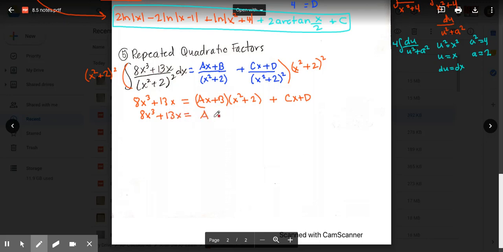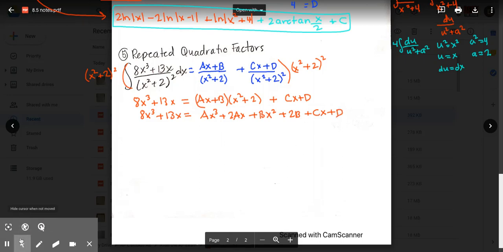So we get ax cubed plus 2ax plus, that's not a 3, that's a b, x squared plus 2b, and then plus cx plus d. So our goal is to find out what a, b, c, and d are.